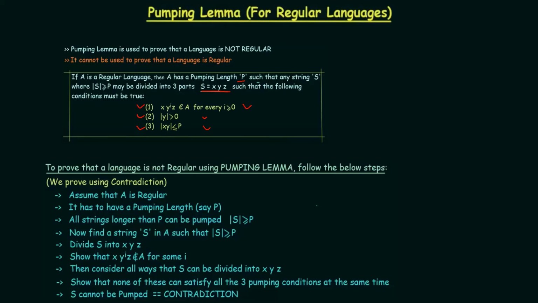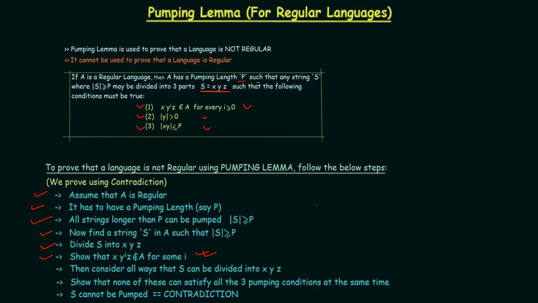Assume A is a regular language. It has to have a pumping length, let's say P. All strings longer than P can be pumped. Now find a string S in A such that the length of S is greater than or equal to P. Now divide S into XYZ. This can be anything, as I said. Show that XY^iZ is not in A for some i. So you need to consider all of the possibilities for i.